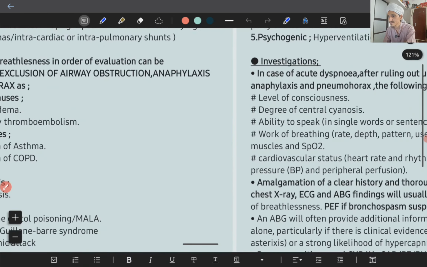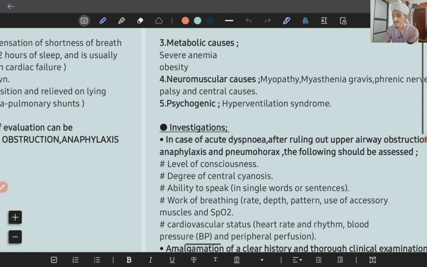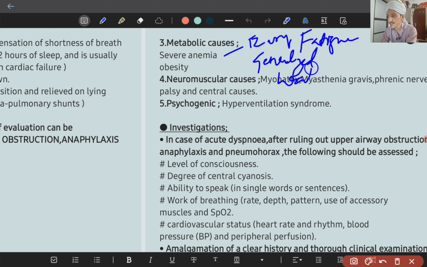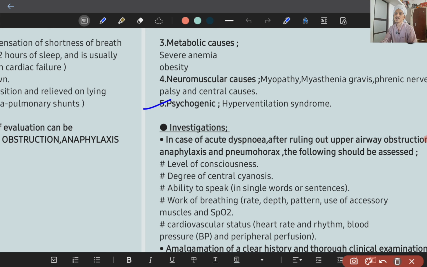Metabolic causes: severe anemia. Patient will have history of easy fatigability, easy fatigue, or generalized weakness. And on examination, they'll be paler. Okay. And obesity is the next metabolic cause. Psychogenic hyperventilation syndrome. This was the summary of previous class.